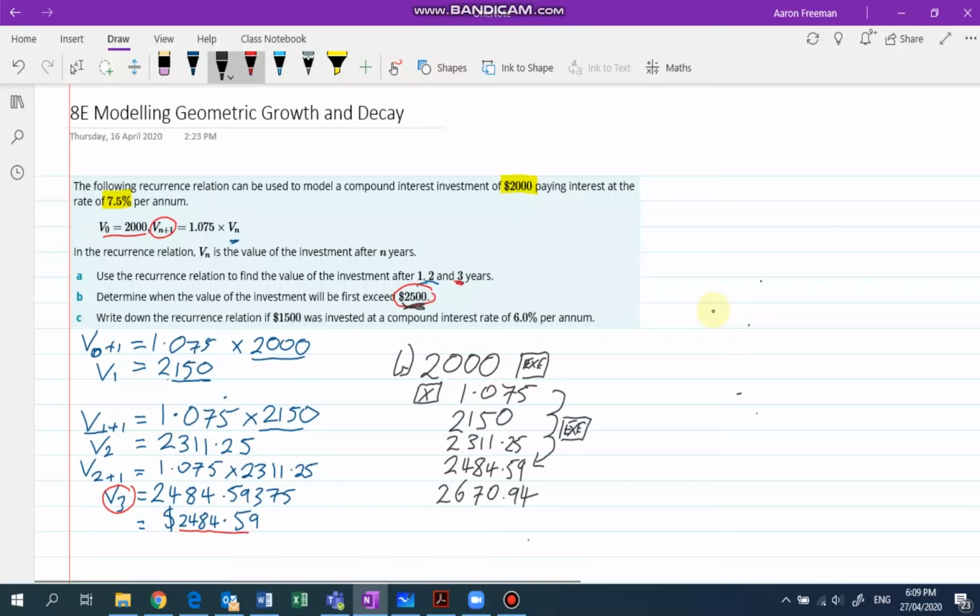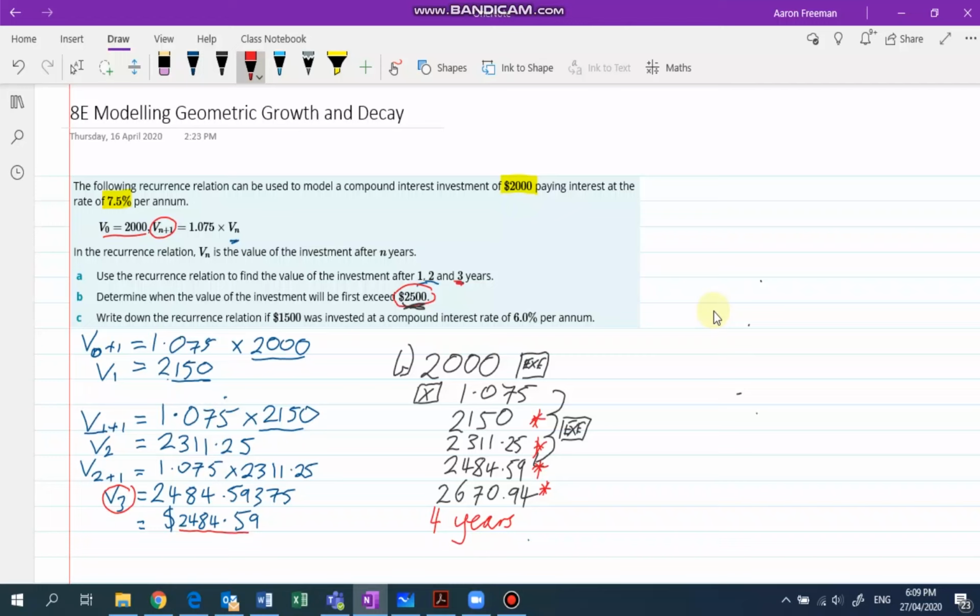Okay, so we've done that. We've applied that recurrence relation once, twice, 3 times, 4 times. So it'll be after 4 years that the investment will be over $2,500.